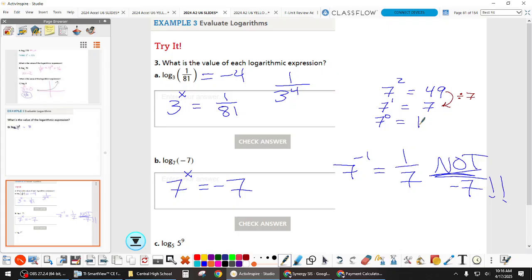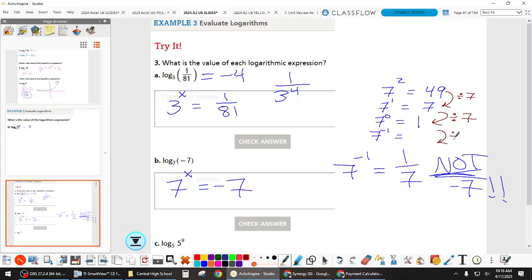There's an explanation for why something to the 0 is 1. Because as we decrease the power, we're dividing by the base each time. No matter what that base would be, like think about if this base was pi. This would say divided by pi, and I would get to 1. It doesn't matter. It's still 1. Alright, continuing. 7 to the negative 1. I have to divide by 7 again.